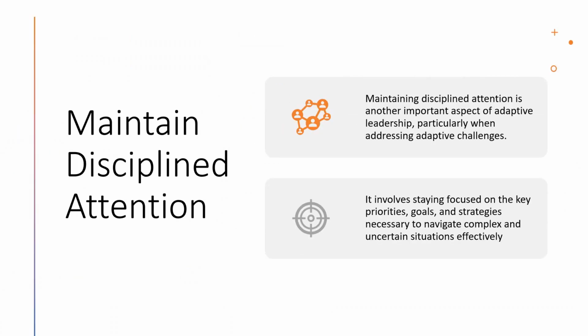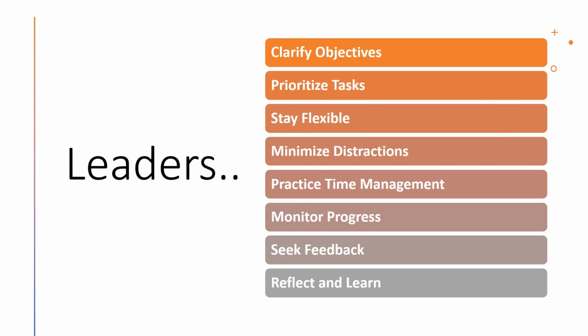Now comes maintaining disciplined attention. What is it? It's a very important aspect and we need to understand it. It's another important area where the leaders work, and when they address adaptive challenges, this is very important. It involves staying focused on the key priorities, goals, and strategies necessary to navigate complex and uncertain situations. That's how the leaders work with it.